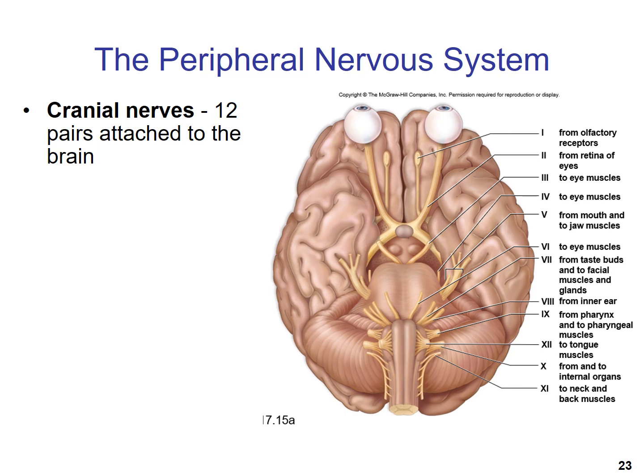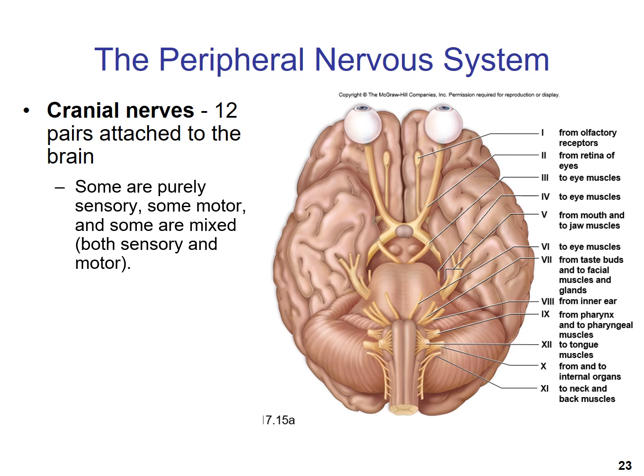And so there are 12 cranial nerves that are actually attached to the brain, and you see them on the right. Some of them are purely sensory. A good example of this would be cranial nerve number 2, which is called the optic nerve. This comes from the retina of the eyes, so there's absolutely no movement associated with this. This is strictly sensory information coming in from the eyes.